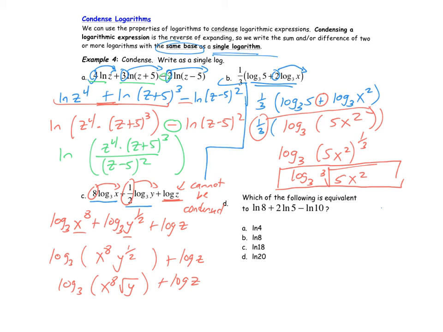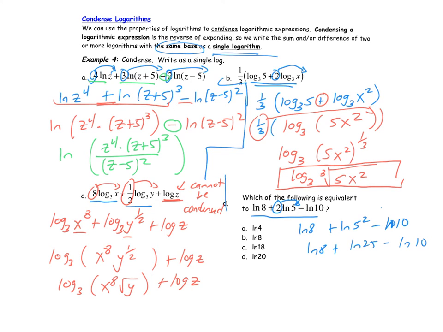This last problem is an ACT-like problem, and we're asked which of the following is equivalent to this expression with the sum and difference of natural logs. So we have ln 8 plus 2 ln 5 minus ln 10. We want to condense this and see what we get. So the first thing we're going to want to do is take the coefficient of ln 5 and bring that up as a power. So we'll have ln 8 plus ln 5 squared minus ln of 10. And that's ln 8 plus ln 25 minus ln 10. Since these are constants, we can just evaluate them.